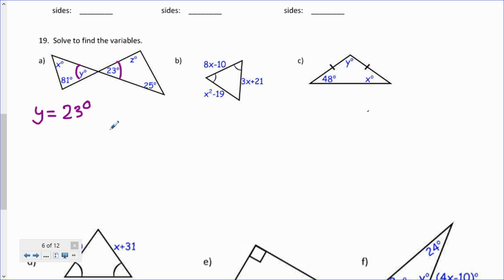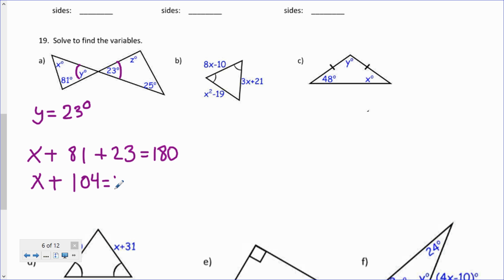To find x, you use the fact that all three angles in every triangle always add up to 180 degrees. So we say x plus 81 plus y, but we know now that y is 23. So plus 23 equals 180. And then we solve this equation to figure out what x is. So that's 104. Subtract 104 from both sides, and we get x equals 76.